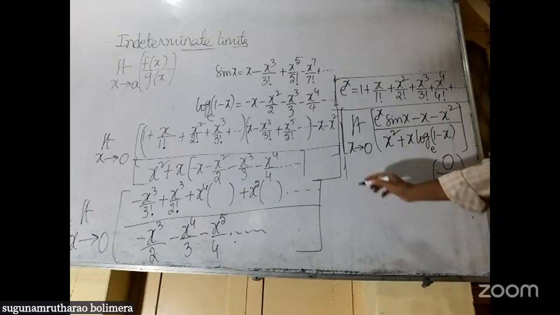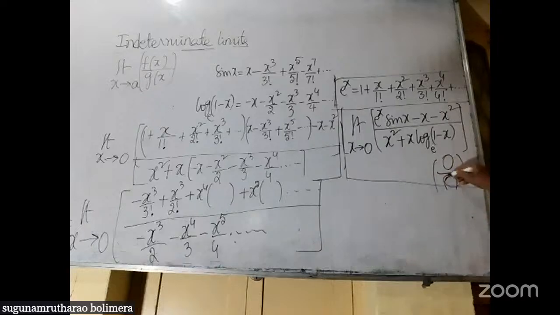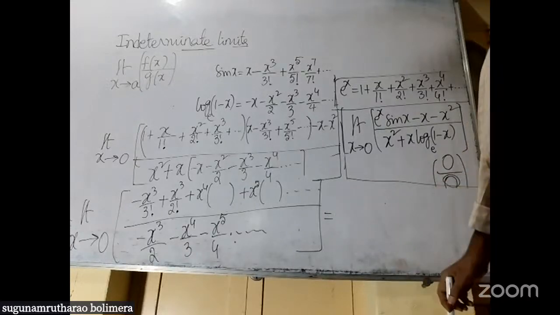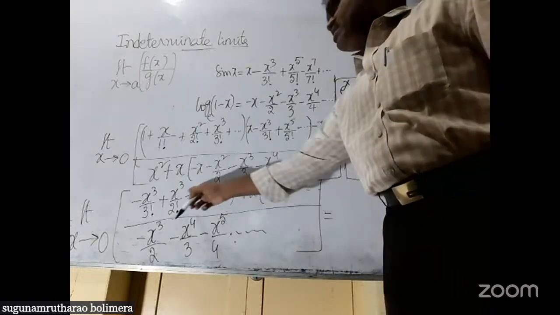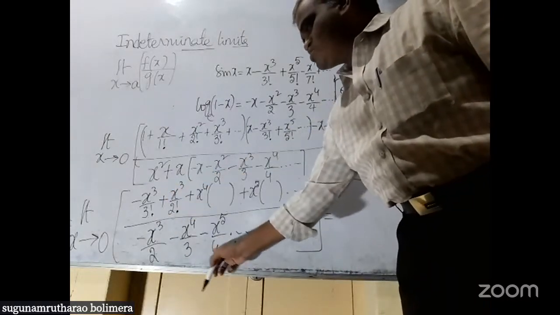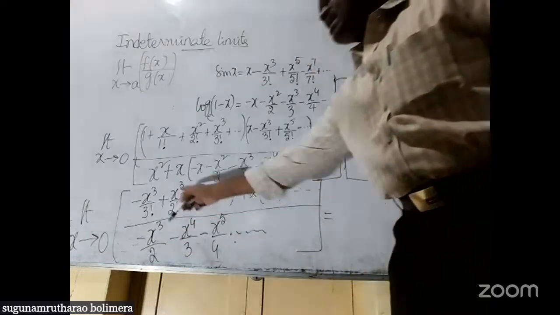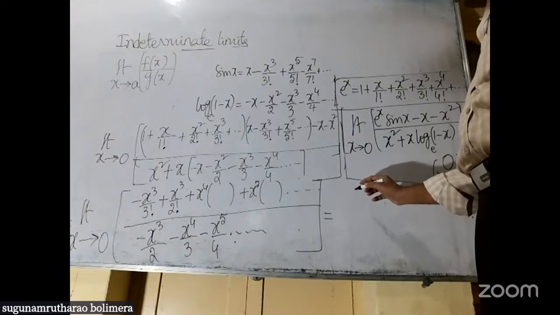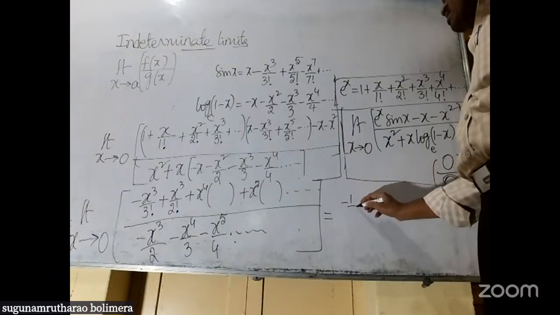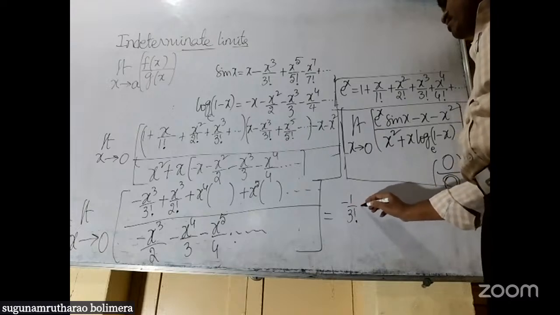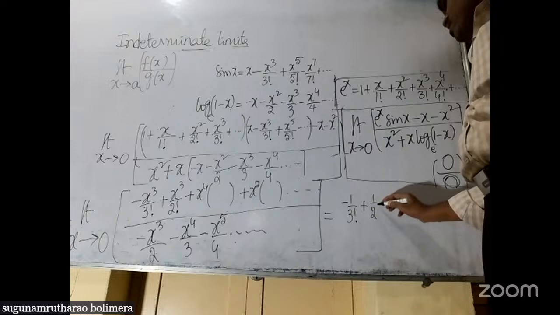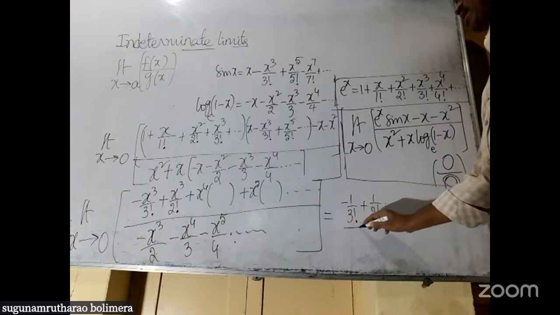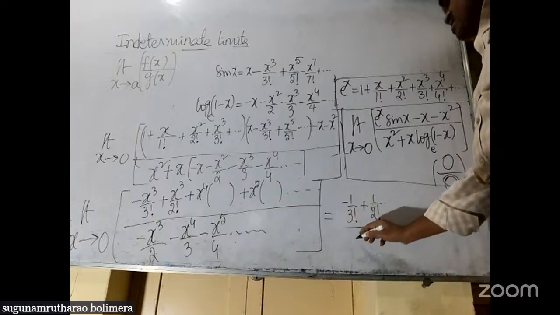What is the answer? X cube can be taken common in the numerator, and also x cube can be taken common in the denominator. That x cube gets cancelled. So we are getting minus 1 by 3 factorial plus 1 by 2 factorial, divided by minus 1 by 2.